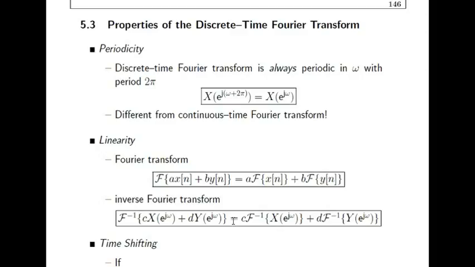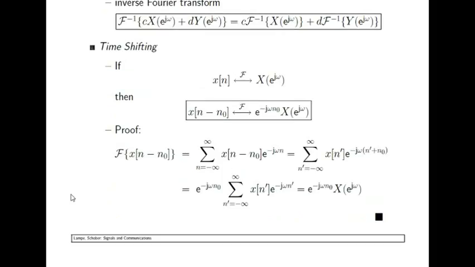The next property is the time shifting property. It is also similar to what I told you in the Fourier series representation and the continuous time Fourier transform.